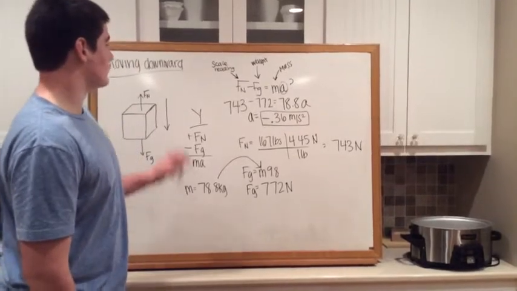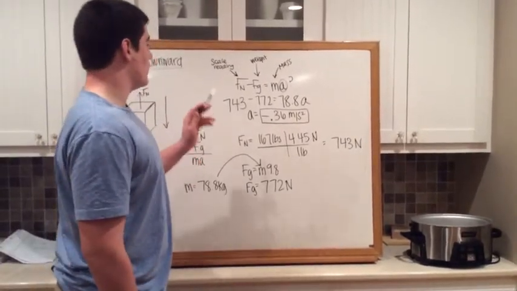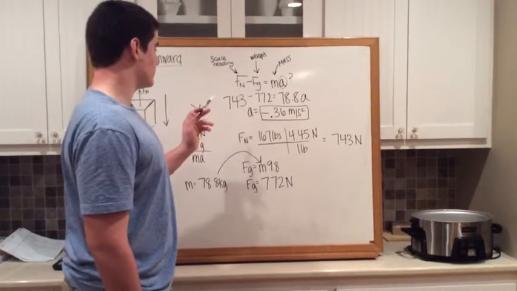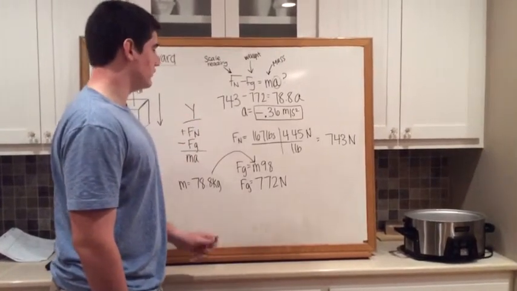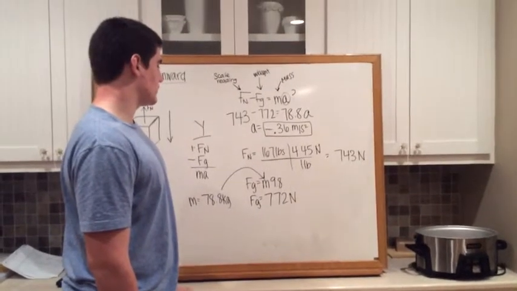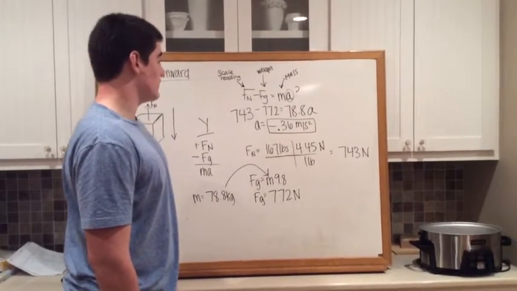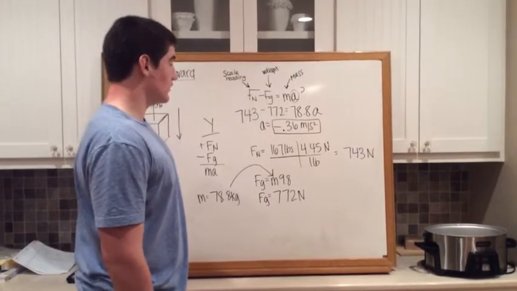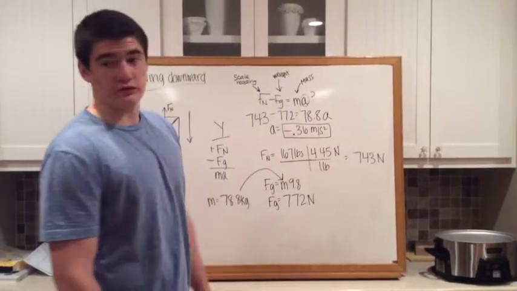Then you do normal force minus force of gravity equals mass times acceleration. So 743 minus 772 equals 78.8 times acceleration, which leads you to eventually get an acceleration of 0.36 meters per second squared in the downward direction.